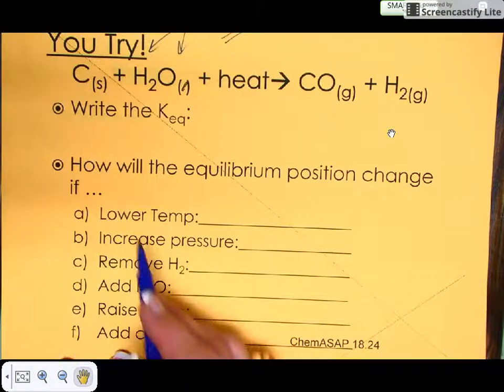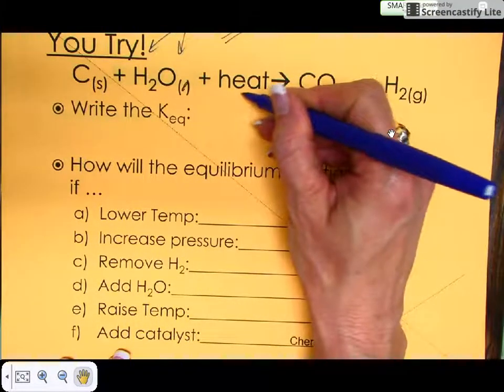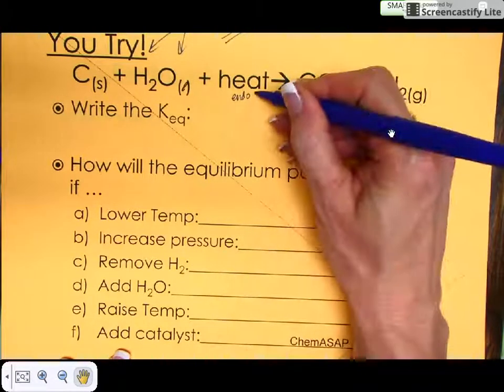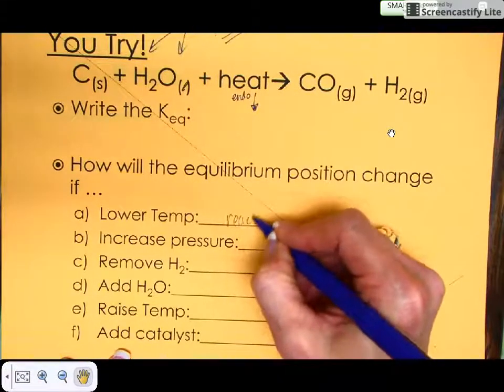So, lowering the temperature. Well, for this one, look where the temperature is. It's on the reactant side, so this is an endothermic reaction. So if you lower the temperature, that means you're removing the heat. So it's going to shift to the reactants and put it back.